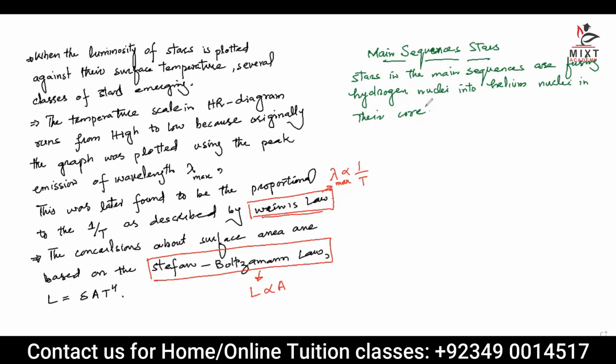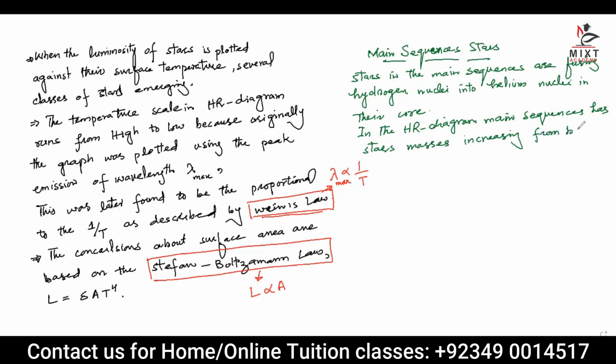Now, in the HR diagram, main sequence stars masses are increasing from bottom right to top left. Can you check from your graph?